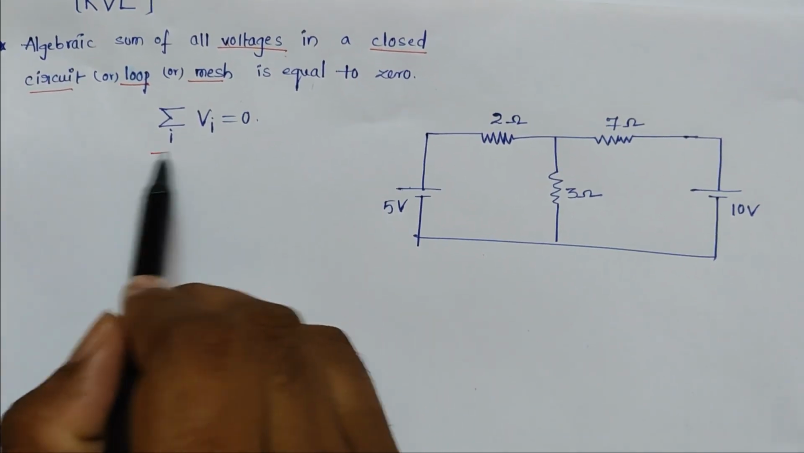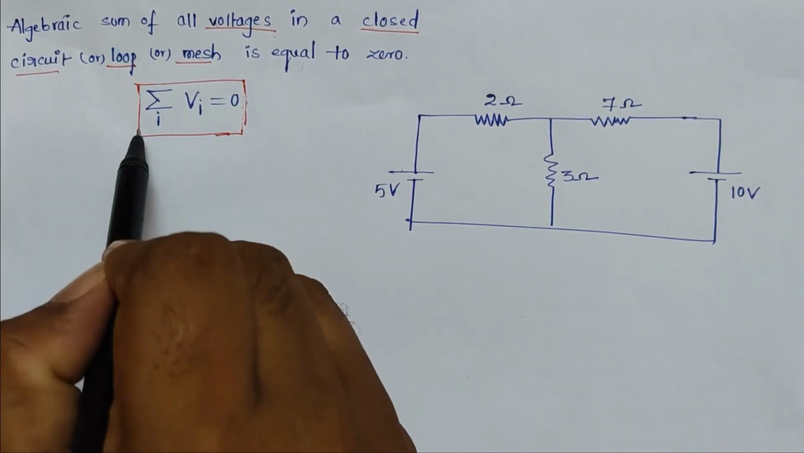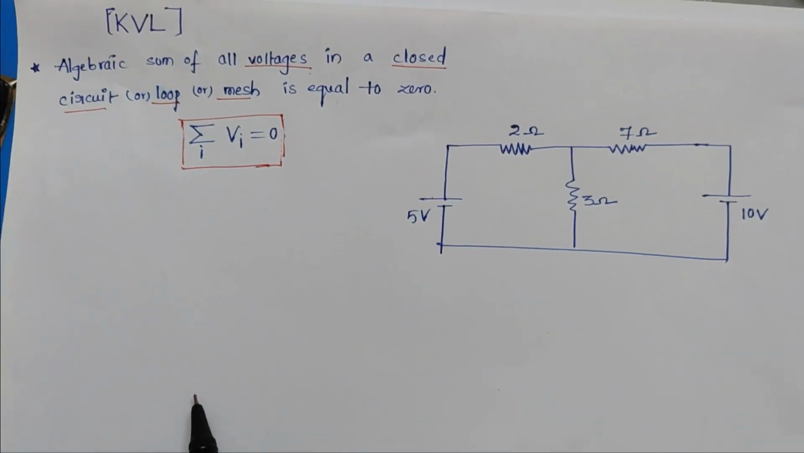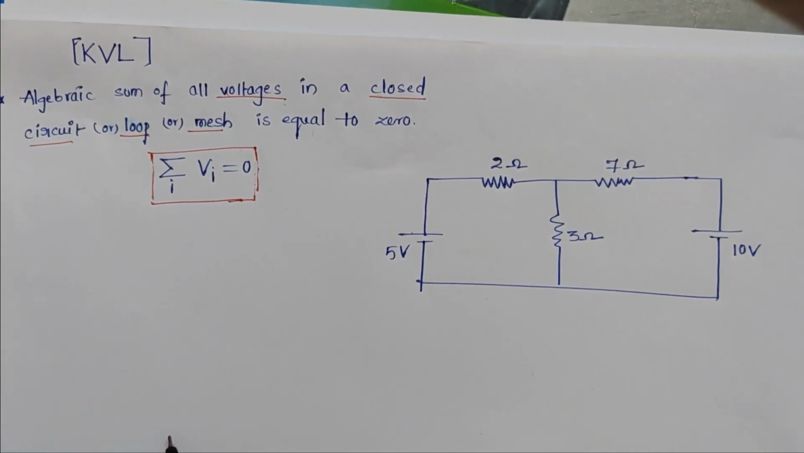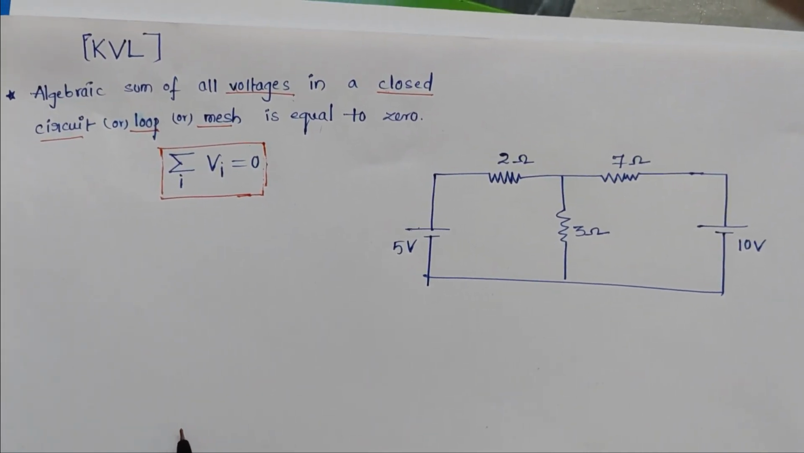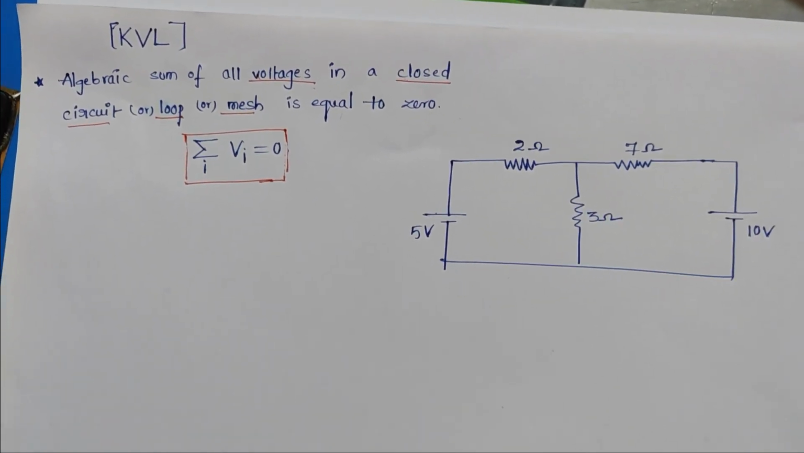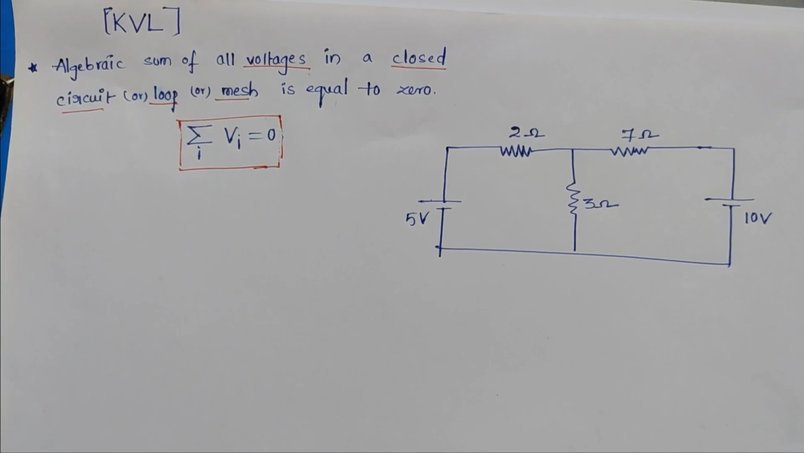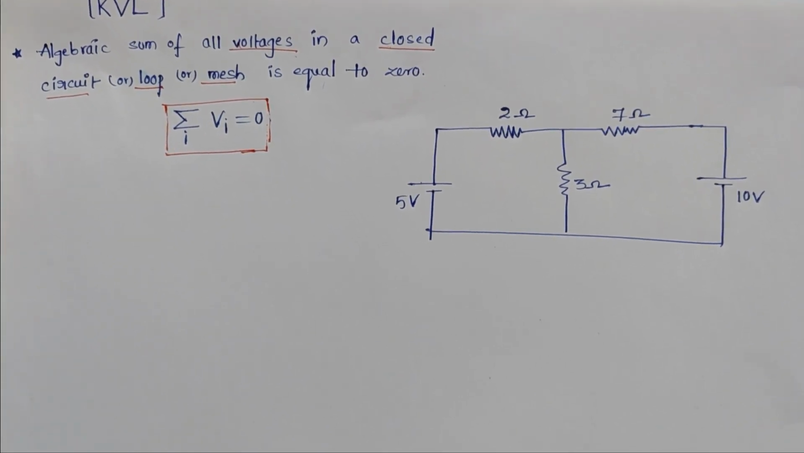Mathematically, summation of V equal to 0. So this is the KVL statement. Let us take one example and solve the network using KVL. Before going to that we need to understand something. So far we have covered the properties of elements: resistance, inductance, capacitance. And we have covered Ohm's law and KCL.